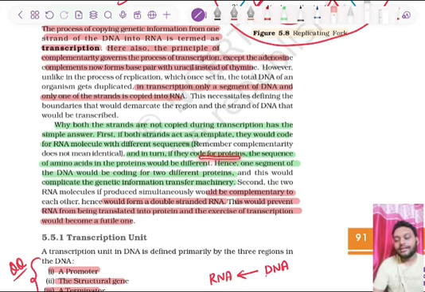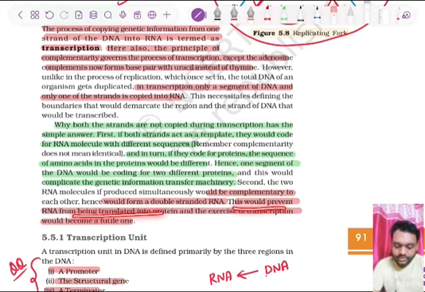So many different amino acids would be produced from the same genetic code, so that is not feasible. And the second reason is that one segment of DNA would be coding for two different proteins. And simultaneously the two RNAs would be complementary to each other, so a double stranded RNA would be produced, and this would prevent RNA from being translated into protein, and the exercise of transcription would become futile.